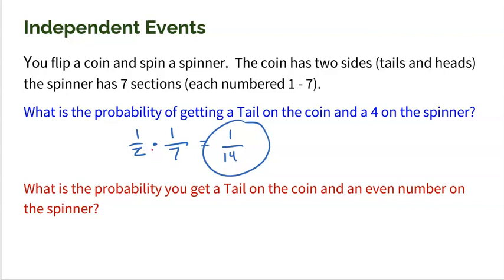Probability of getting a tail on the coin and an even number on the spinner. Oh, it's simple. Tail on the coin, 1/2. Now, what's the probability of getting an even number on the spinner? Once again, 7 sections on the spinner. There is a 2, a 4, and a 6. That's even. The 1, 3, 5, and 7 are not. So 3 outcomes are going to make me happy because they're even numbers: 2, 4, and 6. So 1/2 for the tail, 3/7 for the even number. 3 out of 14 is my answer. Multiple events, multiply, man. How easy is that?